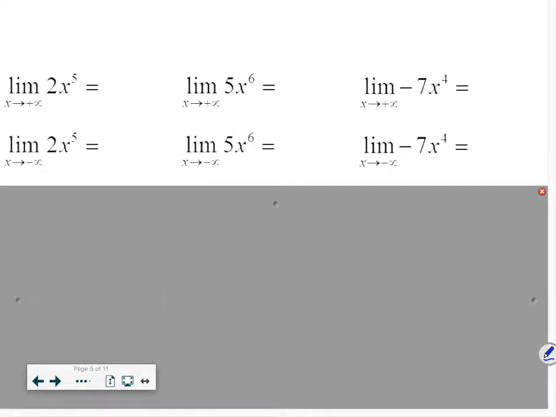All right, so these are the first 3 functions we are going to deal with. I'll give you a moment to write them down.